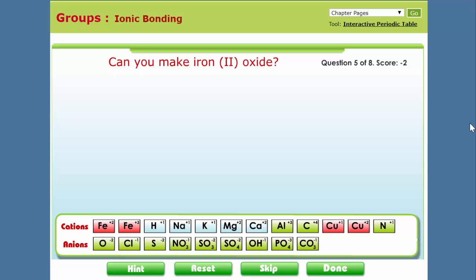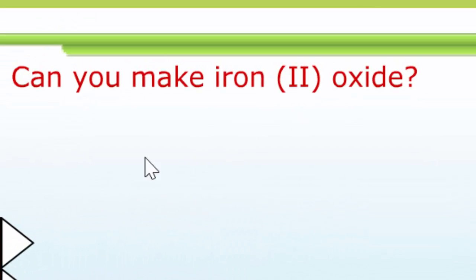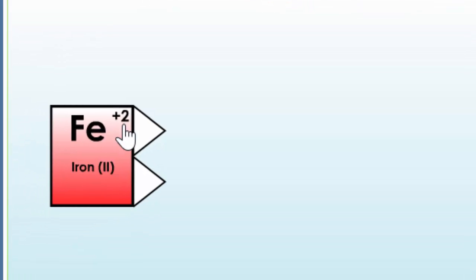In this example, I'm asked to make iron 2 oxide. Now you'll notice that there's 2 different types of iron down here. And that's just because iron is a transition metal, and because it has its electrons in the d orbitals, they can form either positive 2 or positive 3 ions. And the way we distinguish them is we use Roman numerals to say we're talking about the iron that has a positive 2 charge that lost 2 electrons.